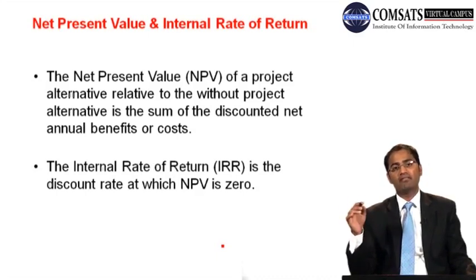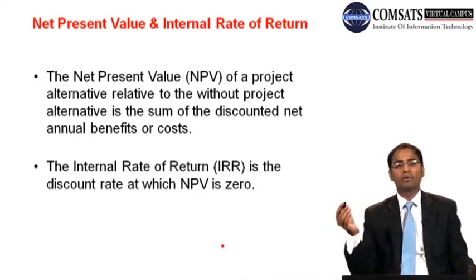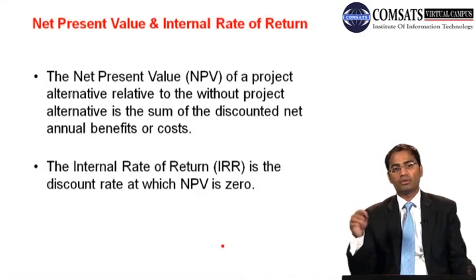Okay. So we will talk about the net present value and internal rate of return concepts. We will have an example of net present value as well as internal rate of return. Many people get confused by these two terms, but the concept is very, very simple, and we will show you how simple these are. So net present value of a project alternative relative to the without-project alternative is the sum of discounted net annual benefits or costs. So here we are talking about net annual benefits or costs.